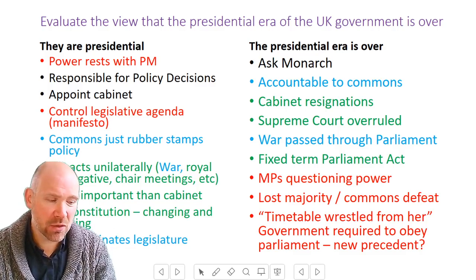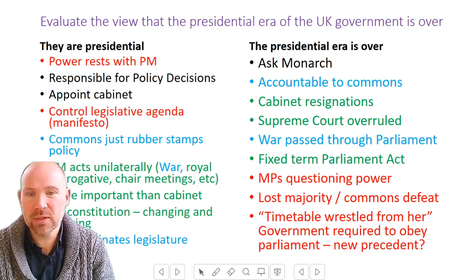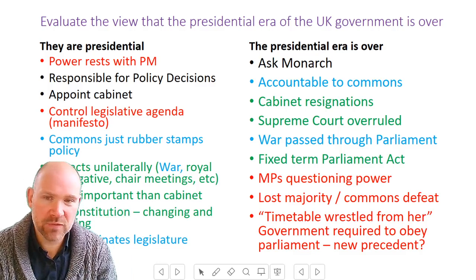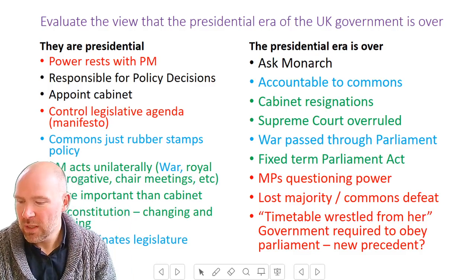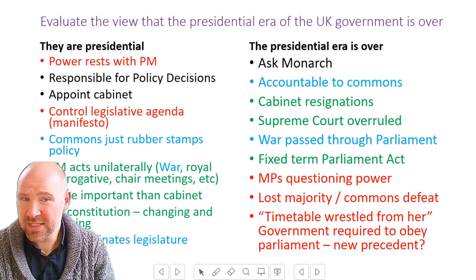Oh, but even if they can't control Commons, they've still got all these other powers that they can use all the time. Actually, no, they can't, because they've all been overturned. So there's my narrative, and then it concludes. So that's how I would do it.